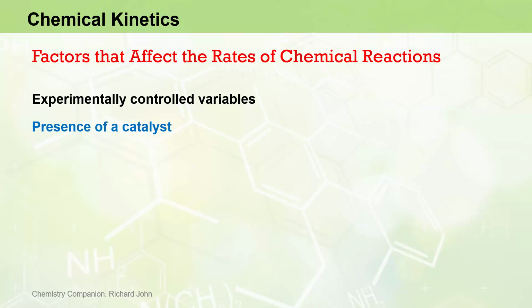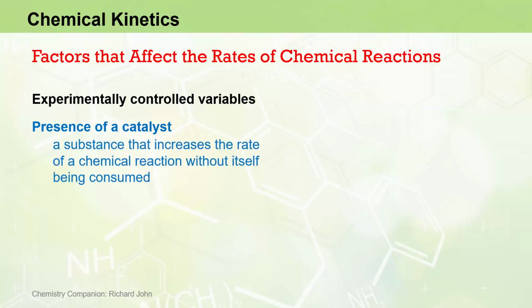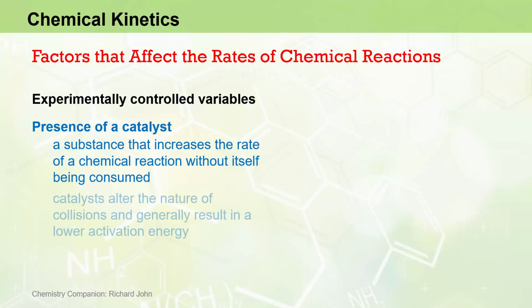The final experimental variable that we can readily control to affect the rates of chemical reactions is the amount and presence of a catalyst. A catalyst is a substance that increases the rate of a chemical reaction without itself being consumed in the chemical reaction. Catalysts alter the nature of collisions between reactant molecules via a range of mechanisms, resulting in a lowering of the activation energy required for a reaction to proceed.